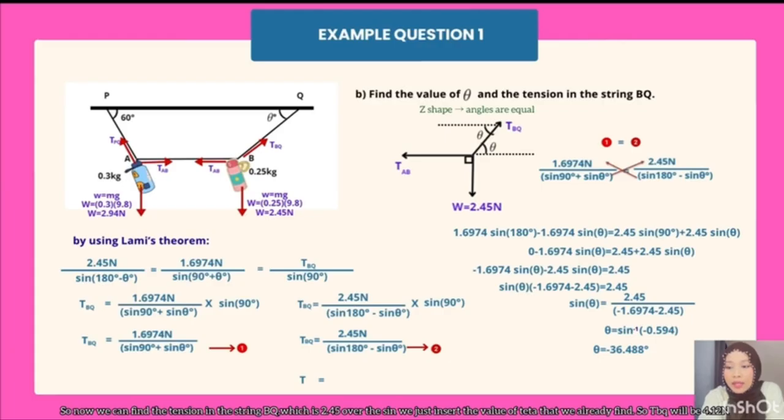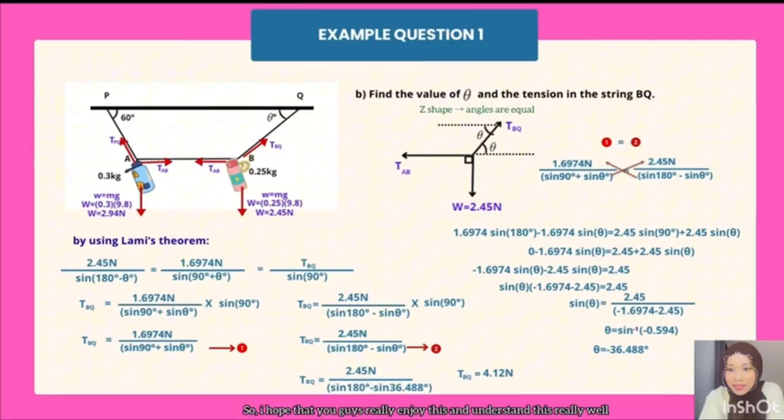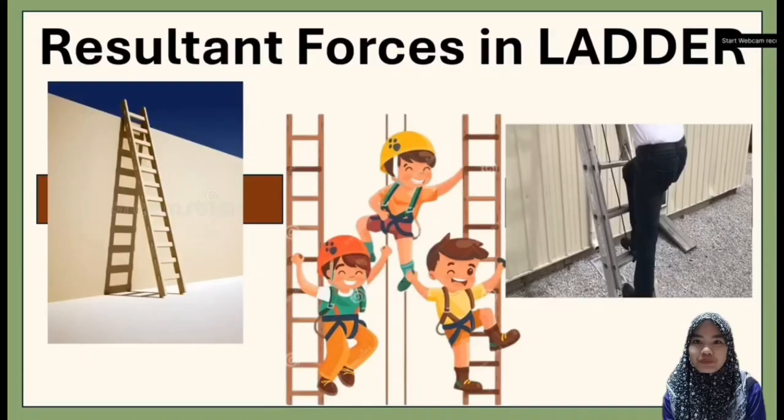So now we can find the tension in the string BQ, which is 2.45. We just fill in the theta, because we already calculated the theta. So TBQ will be 4.12 Newton. So I hope that you guys really enjoyed this. I hope that you guys can understand this really well.